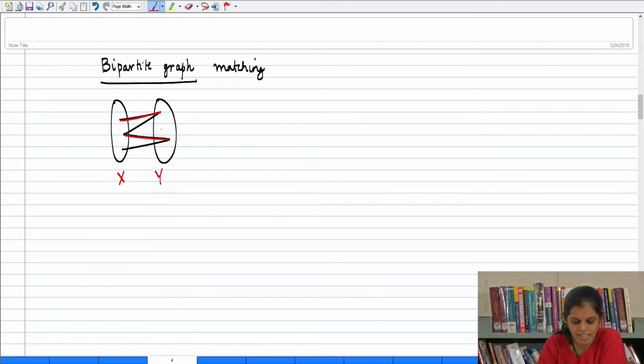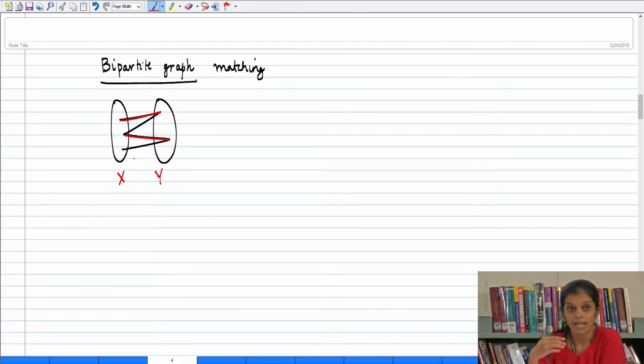So my question is, this graph, is this red matching a maximum matching, or can you find me a matching which has size 3? Why is this a maximum matching? Augmenting path, very good. So you know that there is a characterization of matchings which says that a matching is maximum if and only if there is no augmenting path with respect to it, right. So now we are going to see whether we can actually use that idea and get an algorithm to compute a maximum matching in a bipartite graph, right.